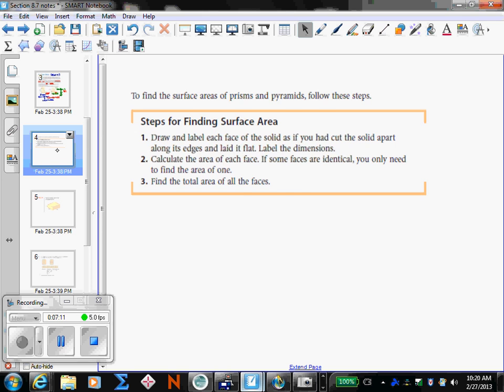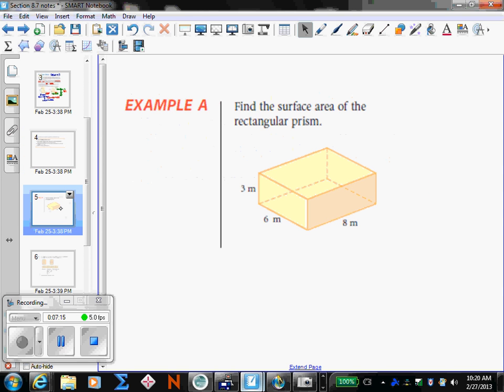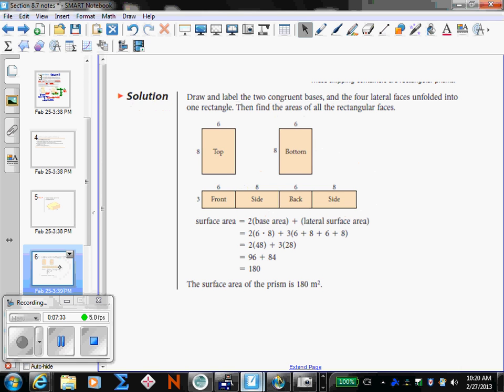Okay, so let's look at an example. This is a rectangular prism. So the base is a rectangle, and then the lateral faces are rectangles. So you have to pick which side you want to be your base and then find the areas. So they took the bases to be the 8x6, the top and the bottom, and then we have front side, back side. So you add all of those up and you get 180 meters squared.